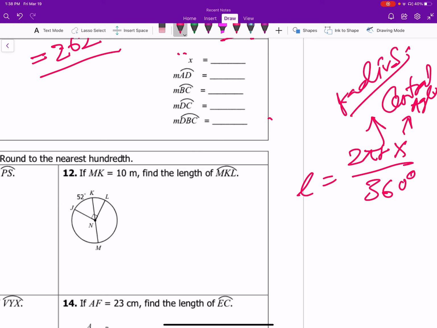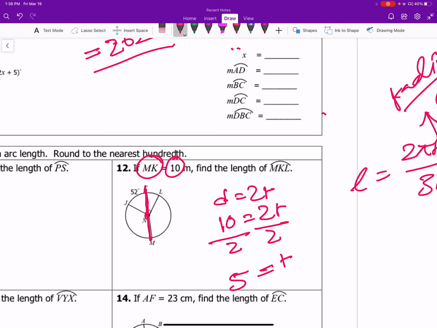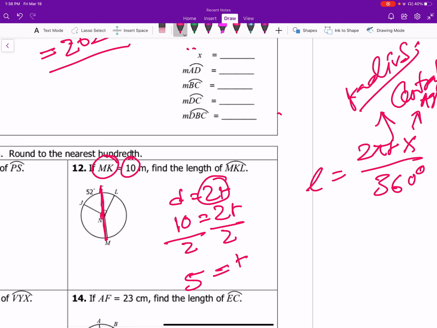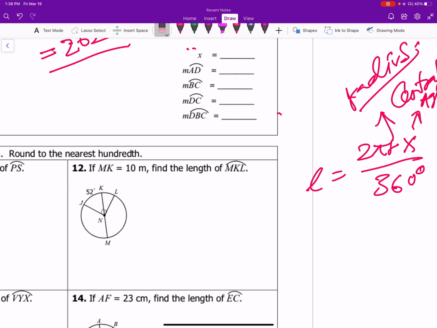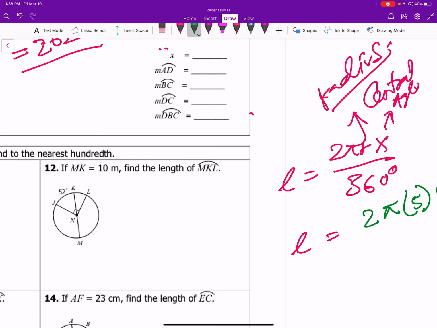Okay, so let's see what is given. MK, what is MK? M, and where is K? The whole diameter is given, it is 10. So D equals 2R. So D is 10, is 2R. I can find my R from here. R is 5. Or I could use 2R instead of that, no problem, but it's better to use the universal way to find R. So I got my R is 5. Okay, so in this equation I can put L equals 2 pi 5. What is missing? x. Okay, find the length of MKL.